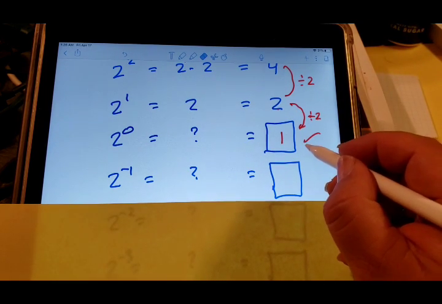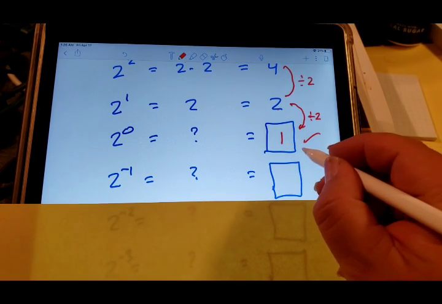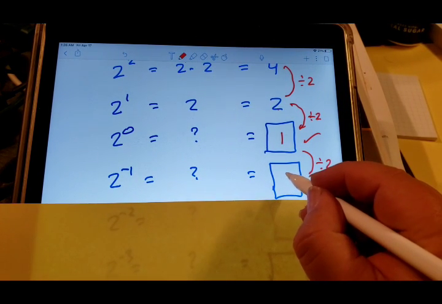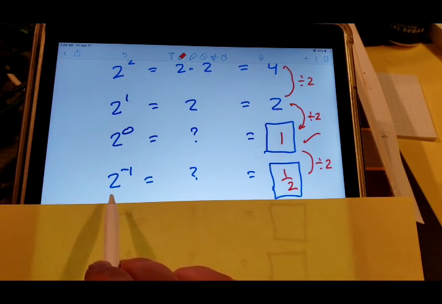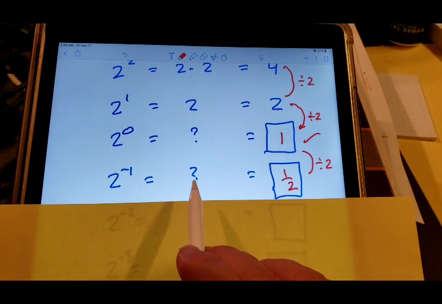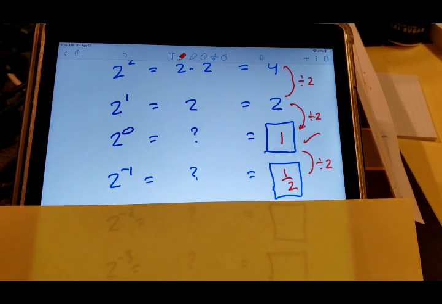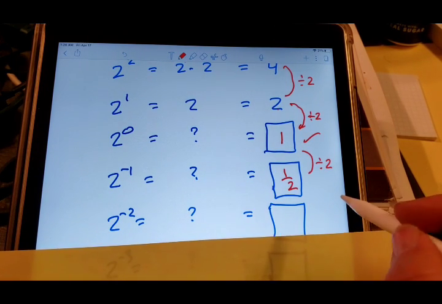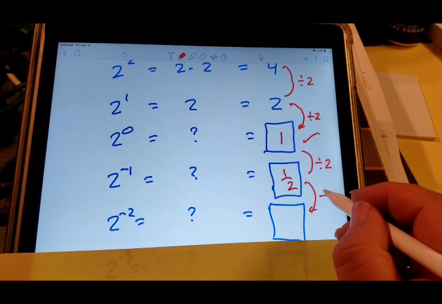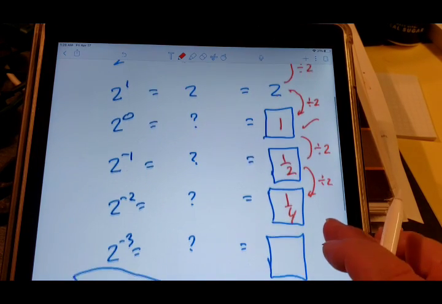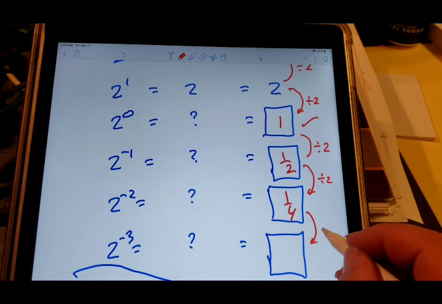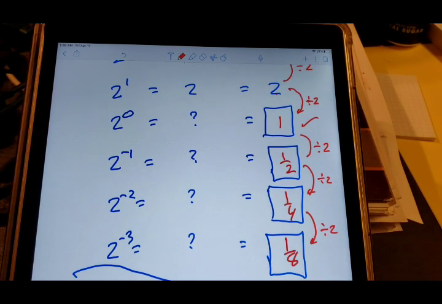All right. I want to divide by 2. Well, 1 divided by 2 is 1/2. And again, we'll figure it out in a minute, but we don't really know what to put here. We'll put something there, but we know the answer is 1/2. We just don't know what it means, I guess. At least the pattern hasn't told us that yet. Divide by 2. 1/2 divided by 2, 1/4. Divide by 2 one more time, and we get 1/8.